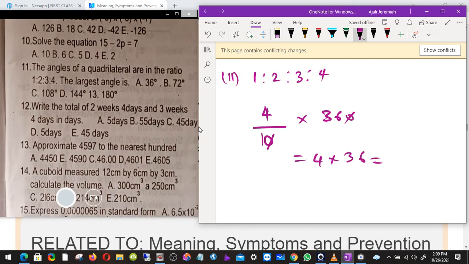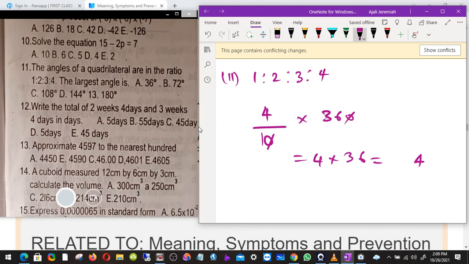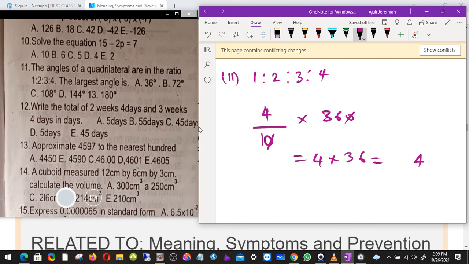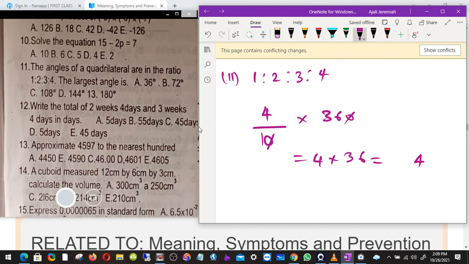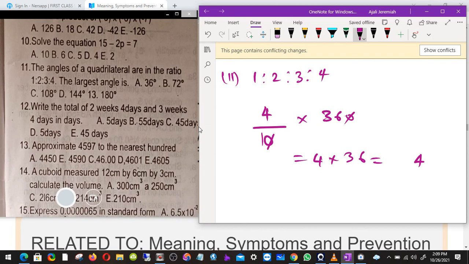Which is what? 4 times 6, please. 4 times 6. 4 times 3. 4 times 3, please. 12.